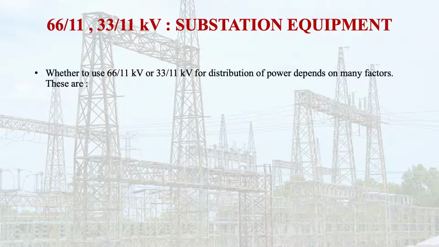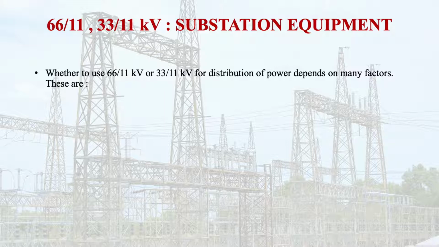So you must be thinking that this is a 33 by 11, or sometimes we say a 66 by 11 kV substation. So how can we select a substation? On what factors does it depend? Basically 33 kV by 11 kV is used for distribution of power at a substation, and 66 by 11 kV is also used for distribution purposes, both distributing at the 11 kV voltage. But whether to use 66 by 11 kV or 33 by 11 kV depends on many factors.